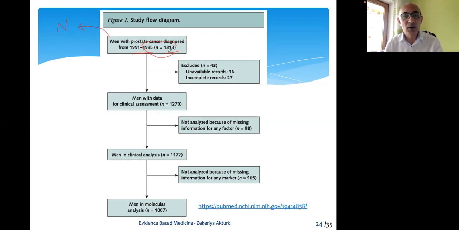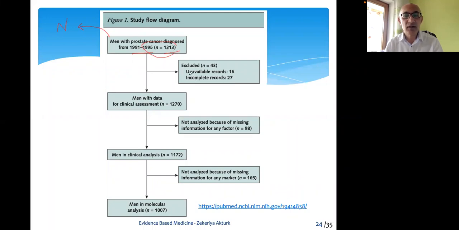And is this 1,300 people similar to this general population? If not, if this is a certain race, for example, or certain subgroup of people, then we have to be careful because it may not fit our own context. Okay. Now they had this 1,300.